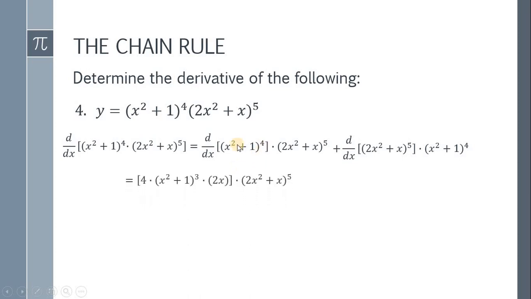So magiging yung 4 mapunta sa ibaba, multiplied by (x squared plus 1), ito siya, and then raised to 3, kasi 4 minus 1, times the derivative ng x squared plus 1, which is 2x. And multiply dun sa (2x squared plus x) raised to 5. Now, plus, derivative naman ng (2x squared plus x) raised to 5, so magiging 5 times (2x squared plus x) raised to 4, times derivative ng 2x squared plus x, or simply 4x plus 1. Multiply dun sa (x squared plus 1) raised to 4.